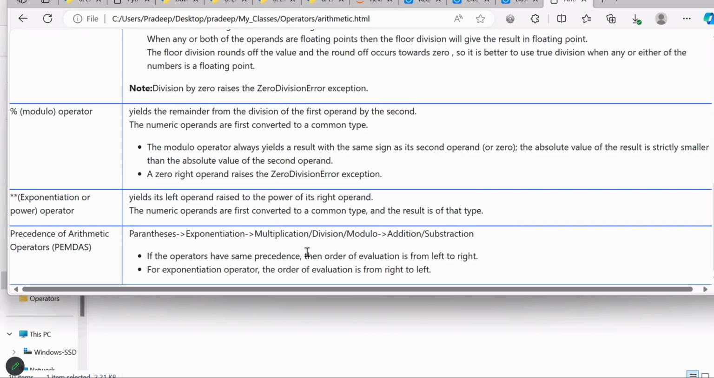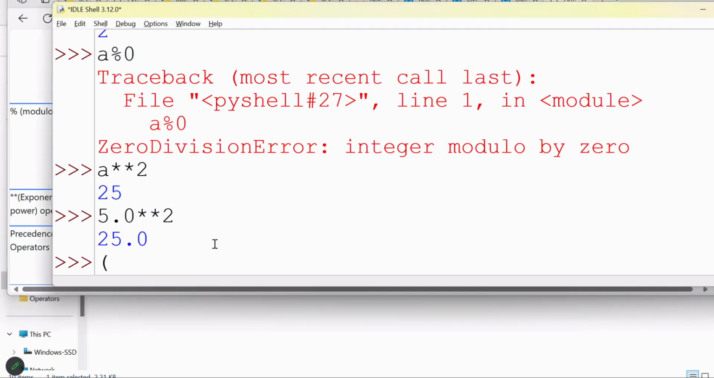Whenever operators have the same precedence, the order of evaluation will be from left to right. This is the same as BODMAS, like what we studied in maths. Here it's PEMDAS. So first should be parenthesis. Yes.